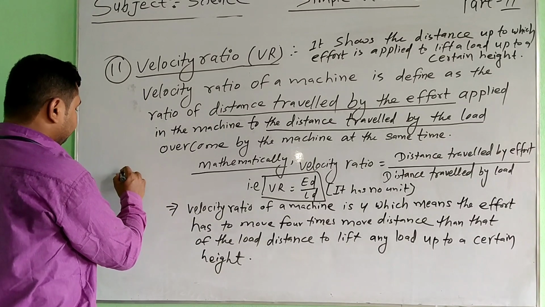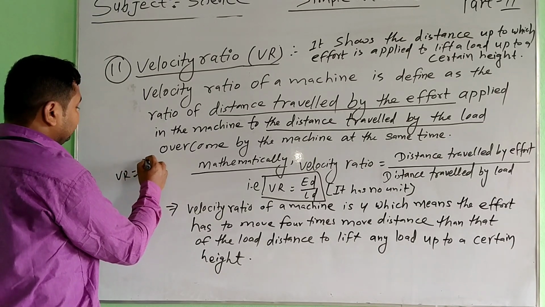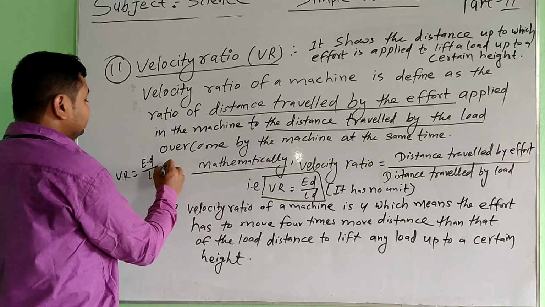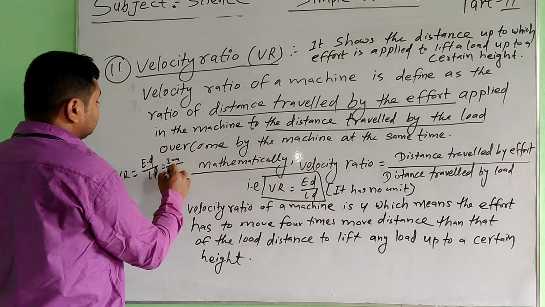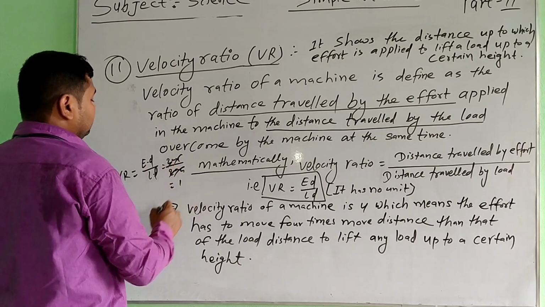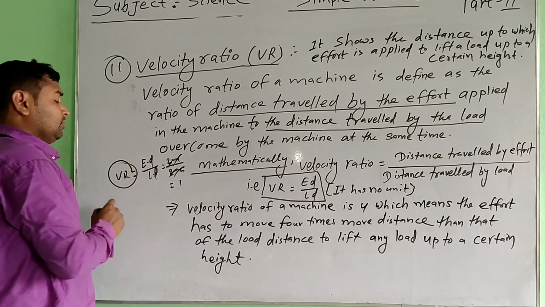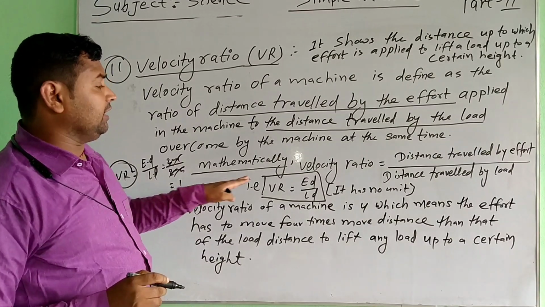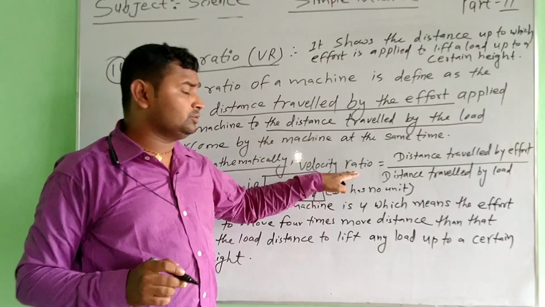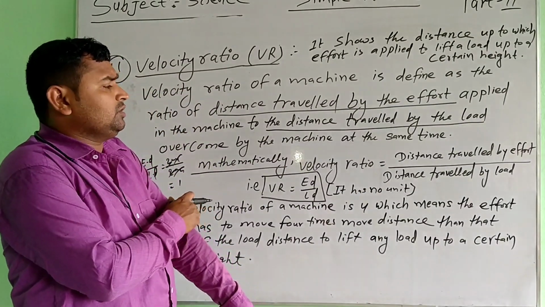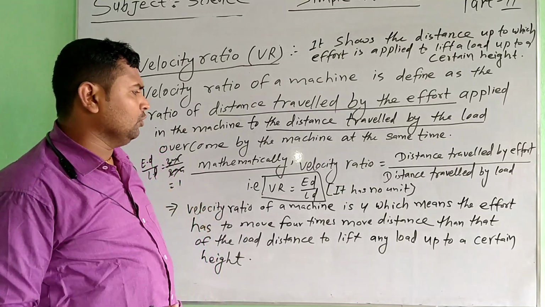Suppose we take an example: VR is equal to ED by LD. It means 2 centimeter and 2 centimeter. Both cancel, so the VR is 1. So, velocity ratio means the distance traveled by the effort by the distance traveled by the load.